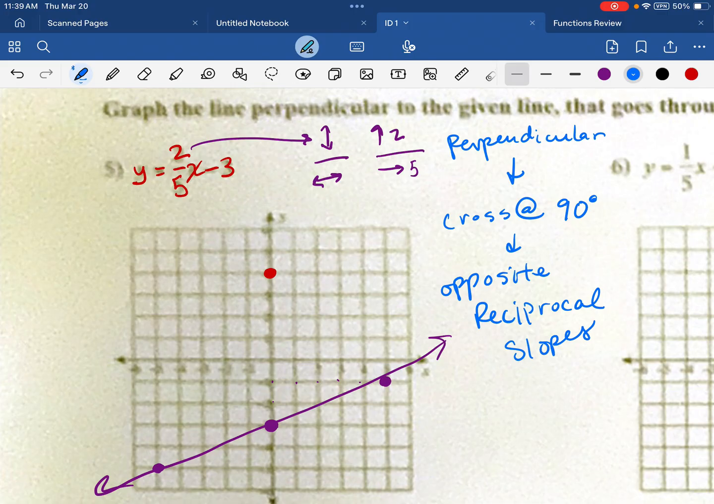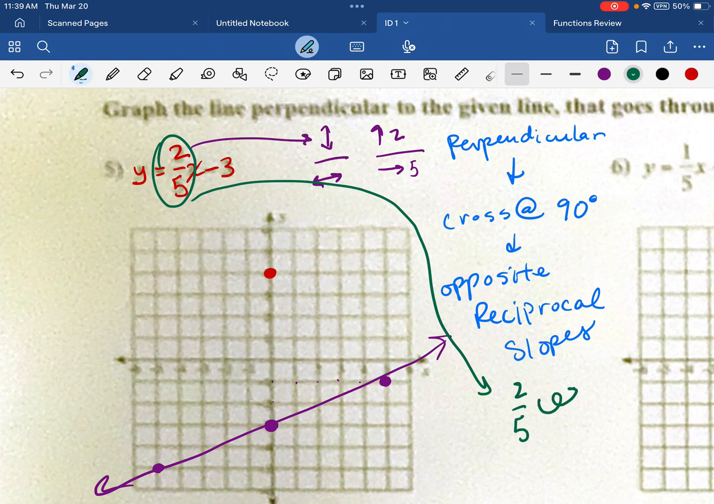Okay, so let's take a look at the slope that we started with here. Let's use green. All right, so we're starting with the slope 2/5. To find the opposite reciprocal, the opposite part means that if it's negative, you change it into a positive, and if it's positive, you change it into a negative. Right here, because there's no sign in front, we know that this is positive. So I'm going to change this into a negative.